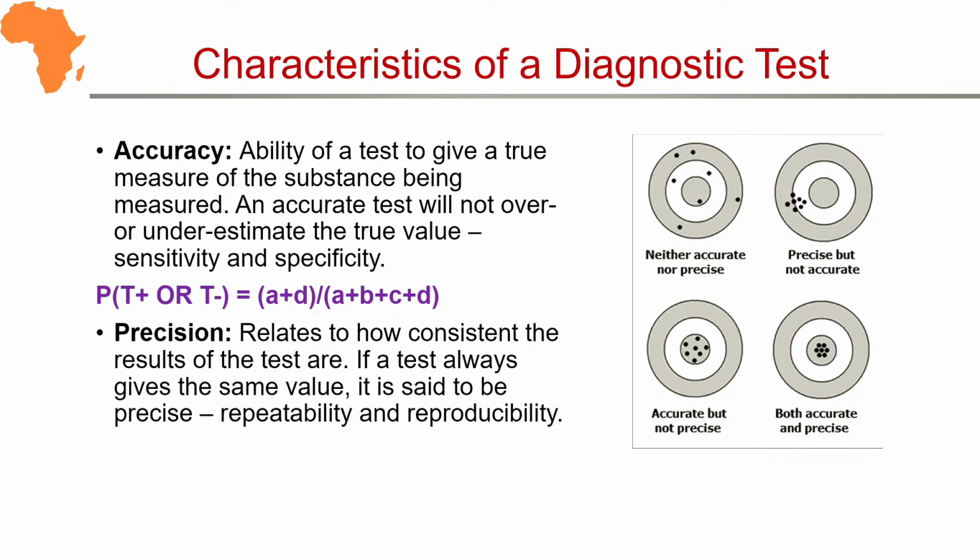A pictorial of it is always available online everywhere. Here, you are neither accurate nor precise. You're all over the place. Here, you're precise, but not accurate. You're very precise, yes, but you're not accurate. Here, you're accurate, but not very precise. Here, you're both accurate and precise. We can argue that as a test.